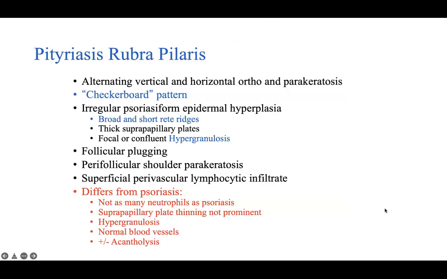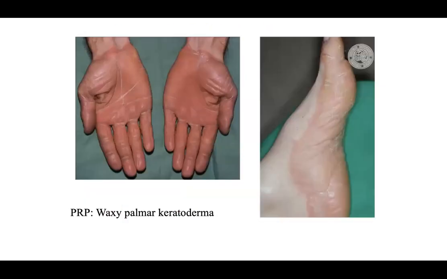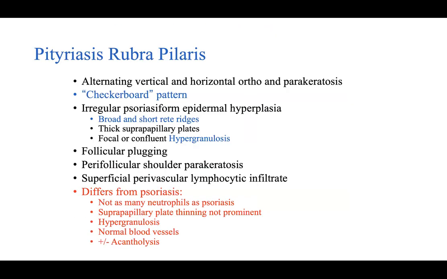So putting all those together with the clinical, you should be able to get the diagnosis of pityriasis rubra pilaris. Now, to summarize what you're going to see on pathology, you're going to look for the alternating vertical and horizontal ortho and parakeratosis in that checkerboard pattern with irregular psoriasiform epidermal hyperplasia, broad and short rete ridges and thick suprapapillary plates with focal and confluent hypergranulosis. Follicular plugging, as I said, and superficial perivascular lymphocytic infiltrate.